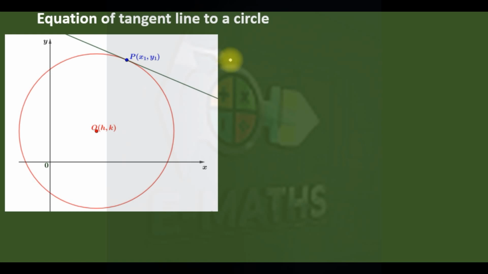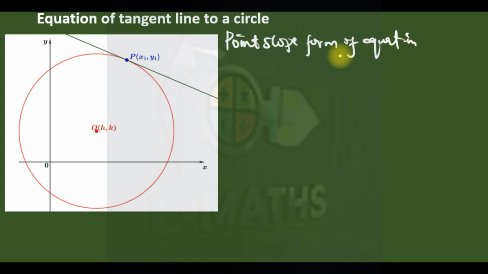Okay, we first of all know from our coordinate geometry 1, the equation of a line, that the point-slope form of the equation of a line applies when you are given a point and a slope. As you can see, we're asked to find the equation of this tangent line. So we are given a point, and once we know the point and the slope, we can solve it.